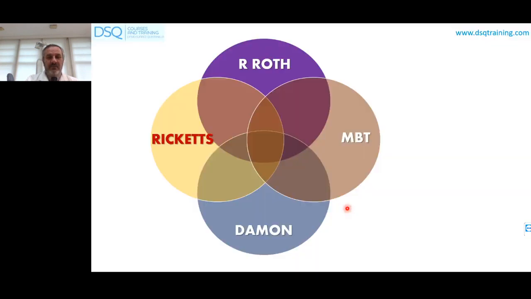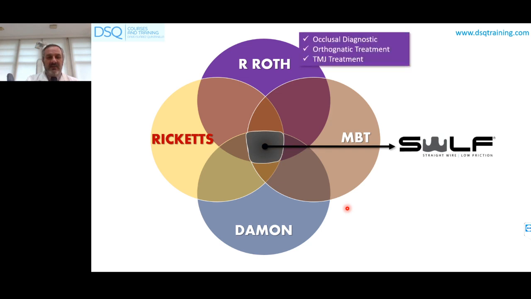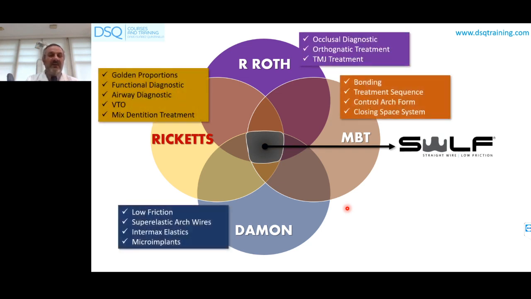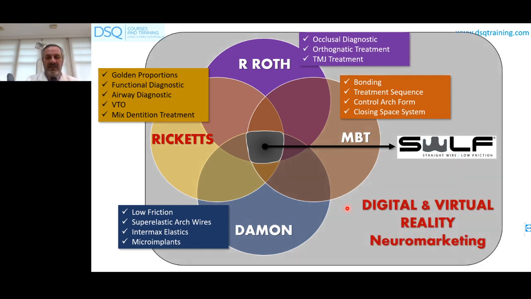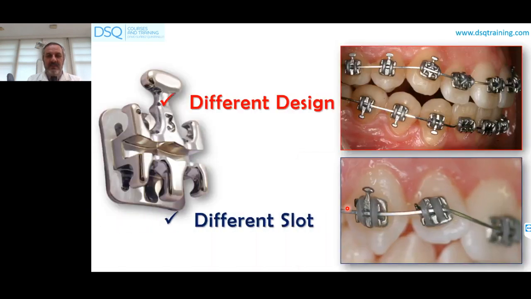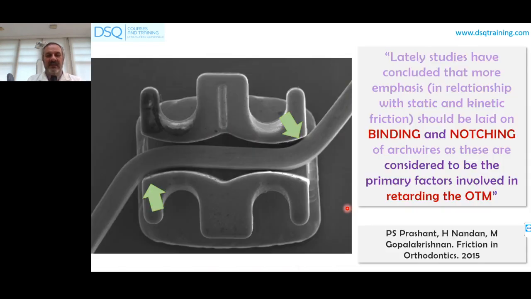The technique is a mix between Roth, Ricketts, MBT, and Damon. Okay, this is our philosophy of treatment. It's a combination of 4 techniques with digital and virtual reality and the use of neuromarketing to get new patients in our office. We use friction selection control, different designs, different slots.